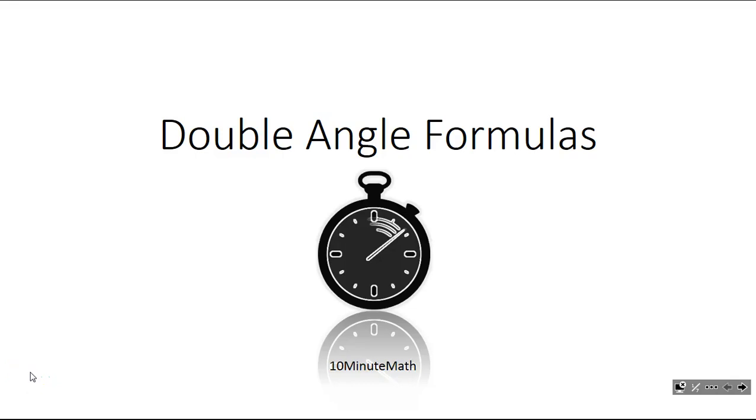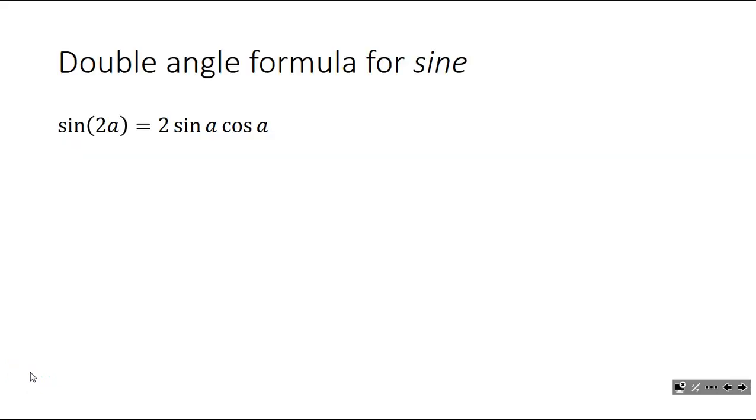The double angle formulas. Our first double angle formula is for the sine function. The sine of 2a equals 2 sine a cosine of a.